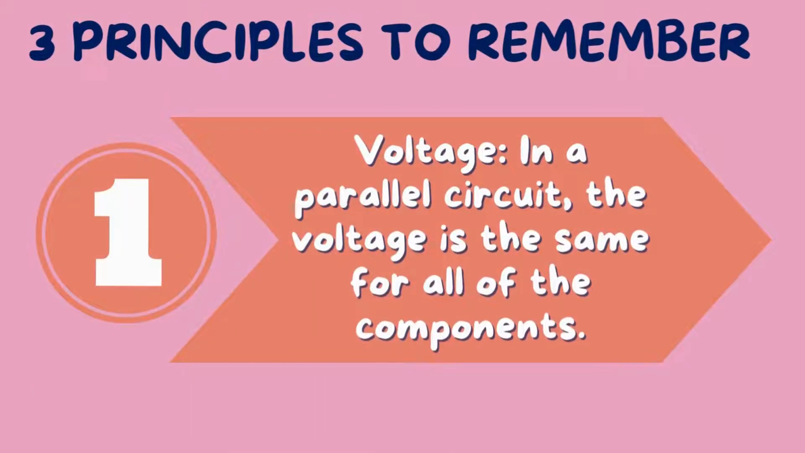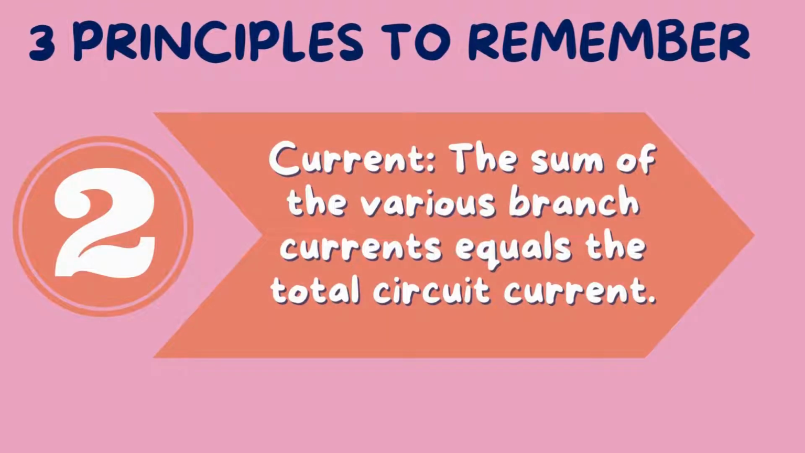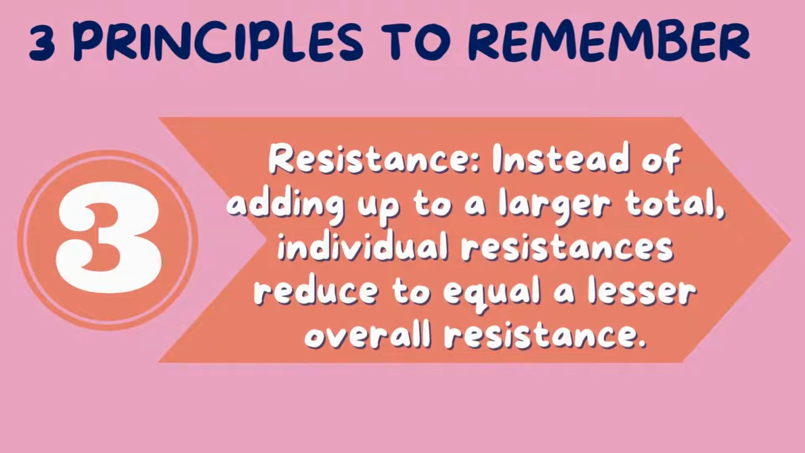Voltage. In a parallel circuit, the voltage is the same for all of the components. Current. The sum of the various branch currents equals the total circuit current. Resistance. Instead of adding up to a larger total, individual resistances reduce to equal a lesser overall resistance.